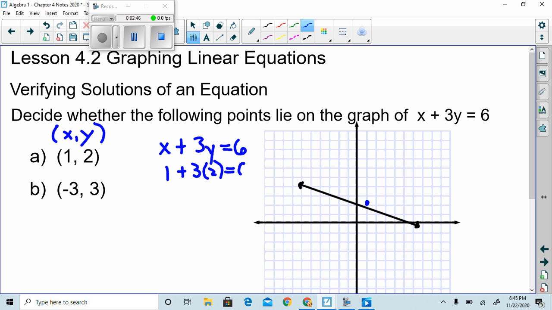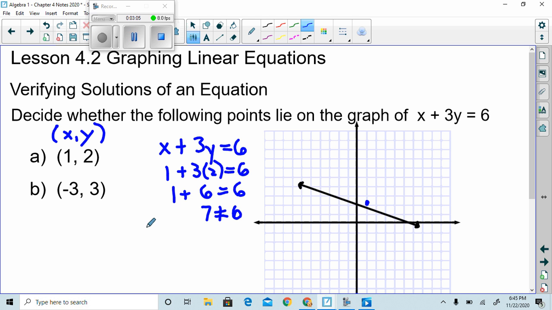And we'll simplify. 1 plus 6 is 7. 7 does not equal 6. So we can see both from the graph and from the algebraic justification that that is not a point on the line, and it's not a solution to the equation.